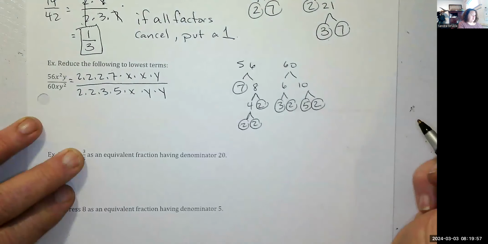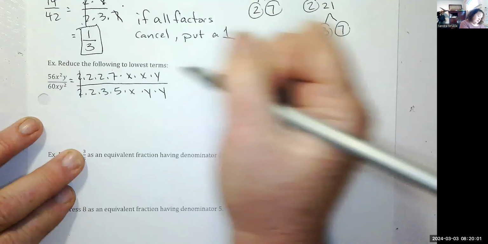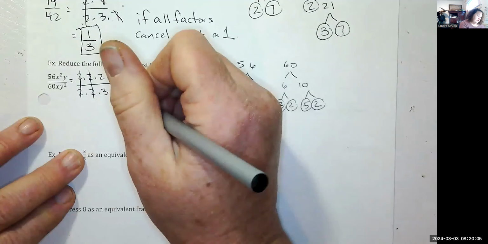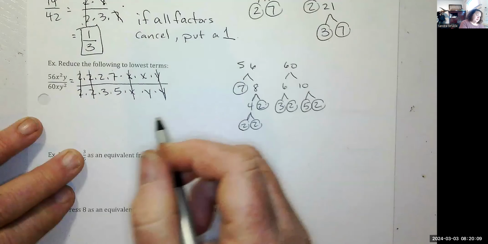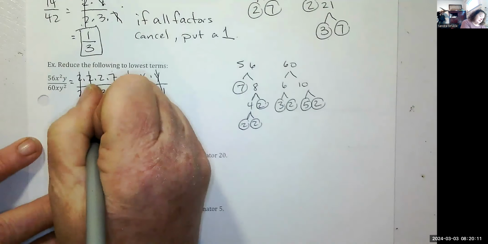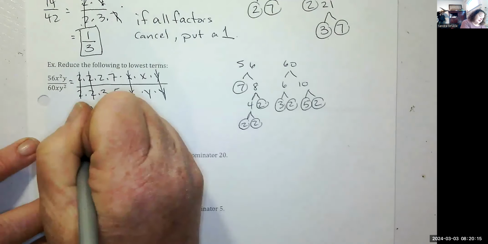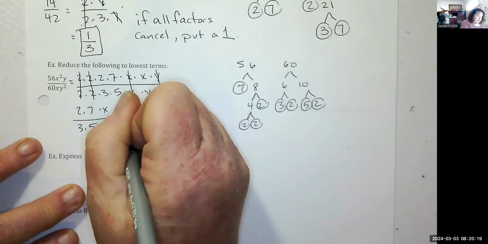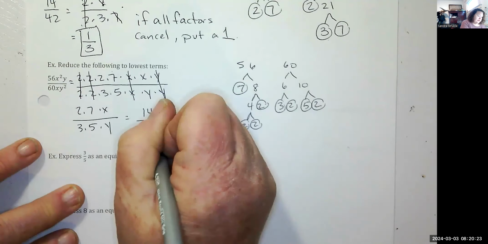All right, let's start crossing things out. These 2's are gone. These 2's are gone. No 3's crossing. There's no 5's or 7's crossing. This x is gone. These y's are gone. So we're left with 2 times 7 times x over 3 times 5 times y. And that equals 14x over 15y.